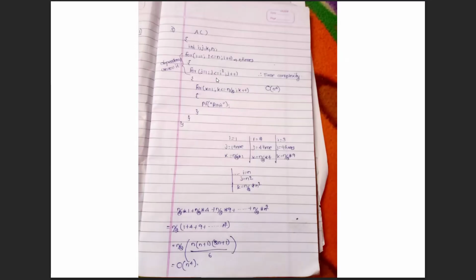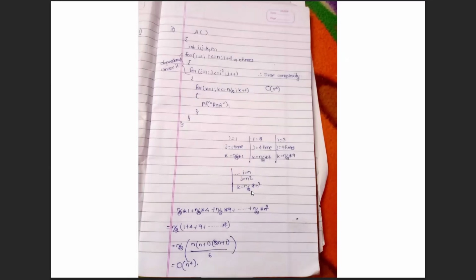Next one, whenever i equal to 2, j up to i square. So i equal to 2, 2 square means 4. j will run up to 4 times. Now k equal to n by 2 into how many times this loop is running? 4. n by 2 into 4. Like that, i equal to 3, j will run up to 9 times. And k value becomes n by 2 into 9 and so on like that.